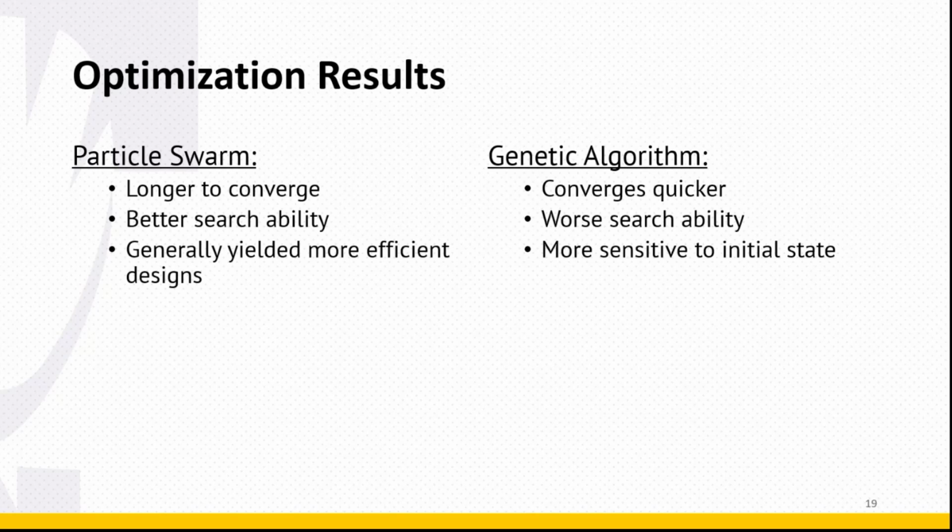The particle swarm generally yielded more efficient designs, though this wasn't always the case. The majority of the time, the particle swarm performs maybe 1 or 2% better than the GA designs. Additionally, the GA was seen to be a bit more sensitive to the initial state due to its worse searchability.